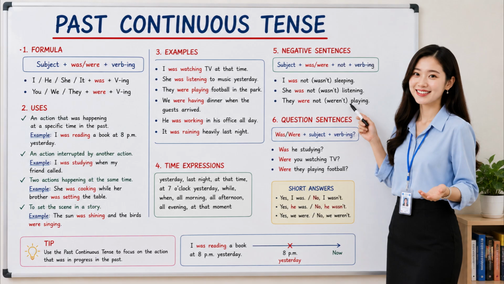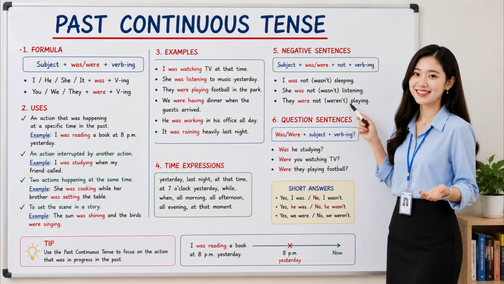communication. The past continuous tense is used to talk about an action that was happening at a specific time in the past. It describes an activity that was in progress or ongoing at a particular moment in the past. Unlike the past simple tense, which focuses on completed actions, the past continuous focuses on the duration or continuation of an action. The structure of the past continuous tense is subject plus was or were plus verb-ing.